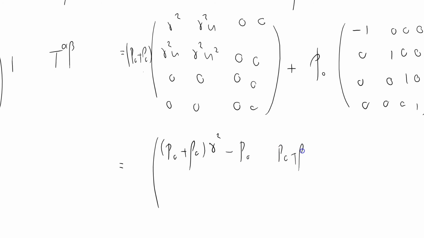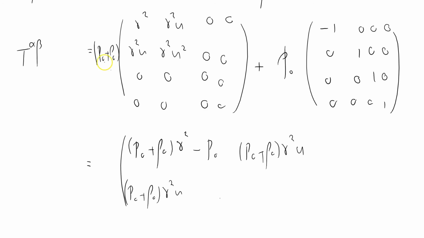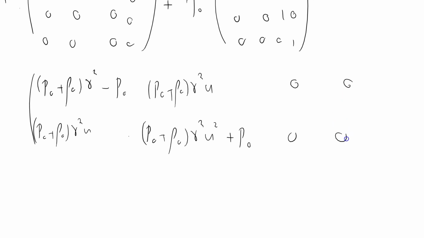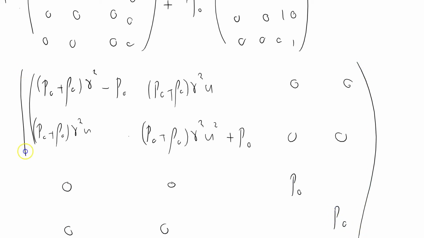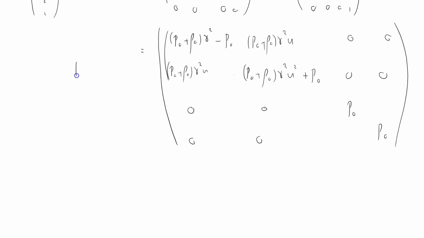Here is going to be (P0 plus rho 0) gamma squared U. This one's going to be the same. This term here is going to be (P0 plus rho 0) gamma squared U squared plus P0, and then a whole bunch of other zeros, and we've got P0 there and P0 there. So there's the stress-energy tensor, T alpha beta, for Baz moving with respect to the fluid.